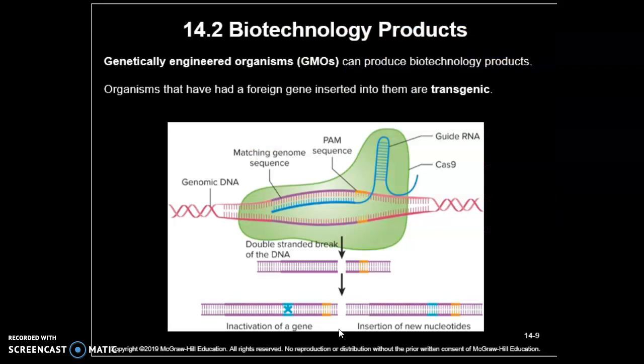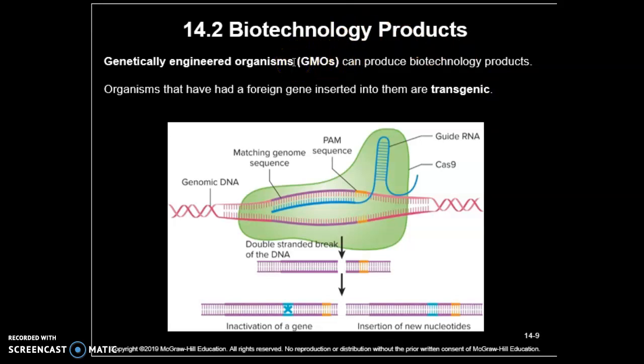Okay, another use: biotechnology products. What can we do with this biotechnology? One thing we can do is produce genetically engineered organisms, also called GMOs. Now, GMOs are different, in a way, from transgenic organisms. Organisms that have had a foreign gene inserted into them are transgenic. But GMOs are just any change in the genome of an organism.